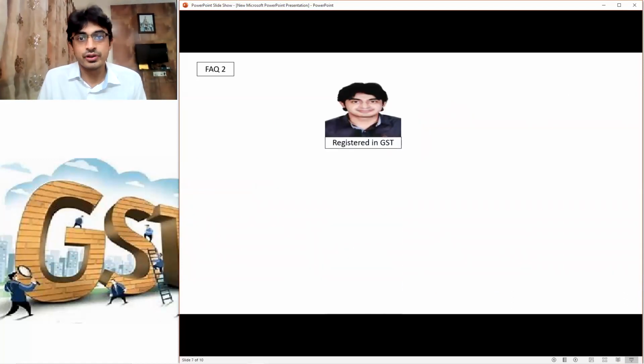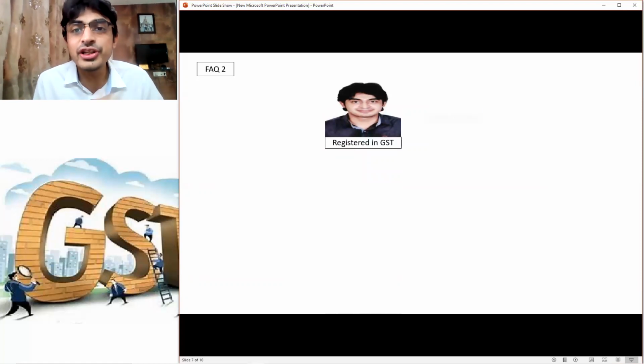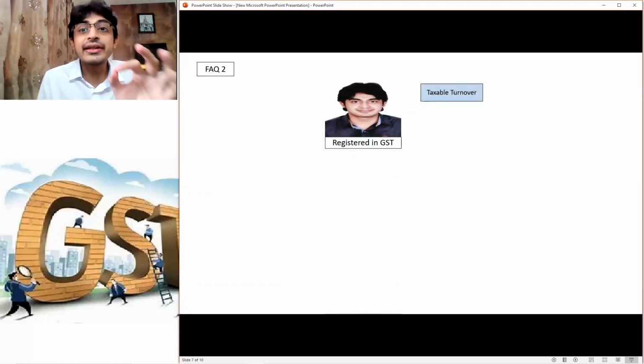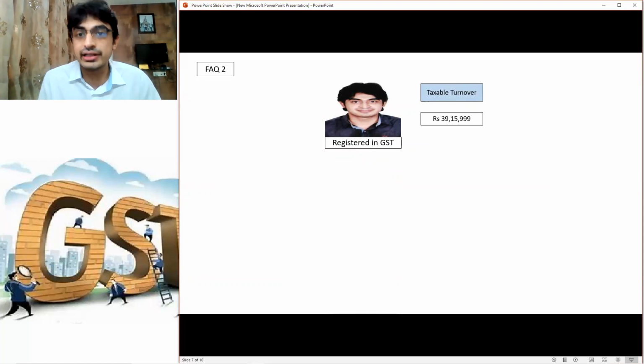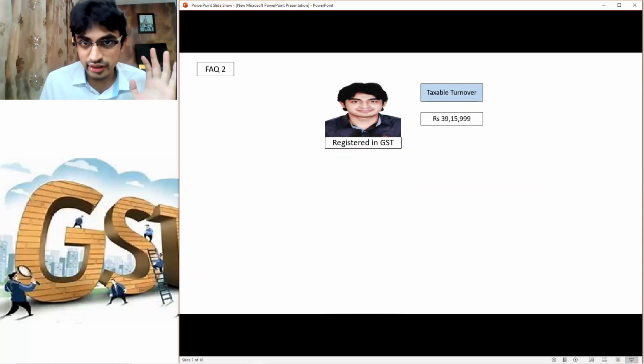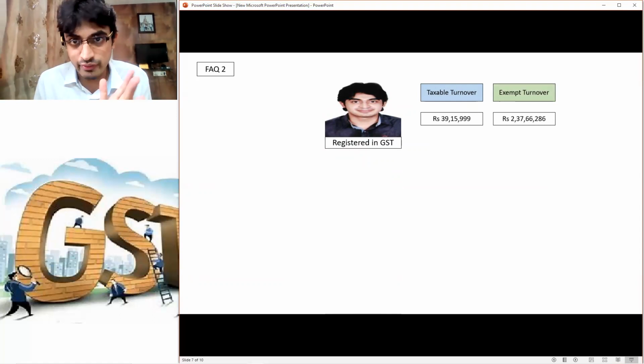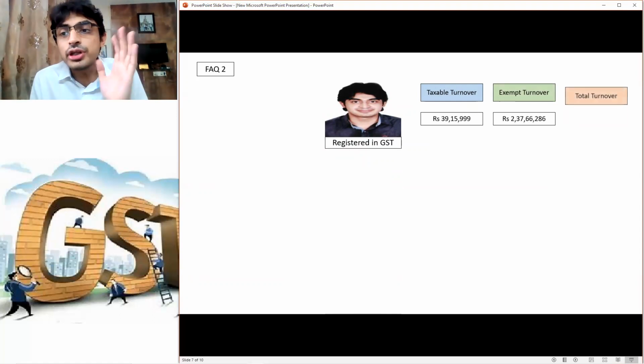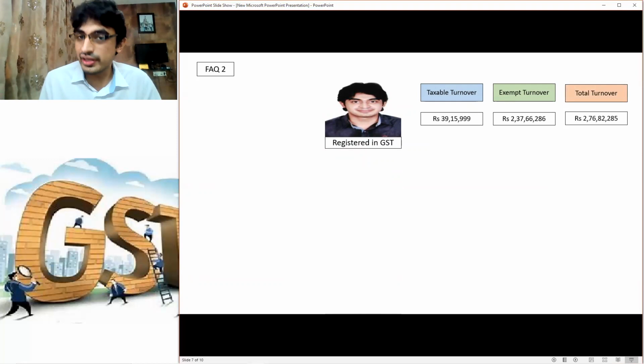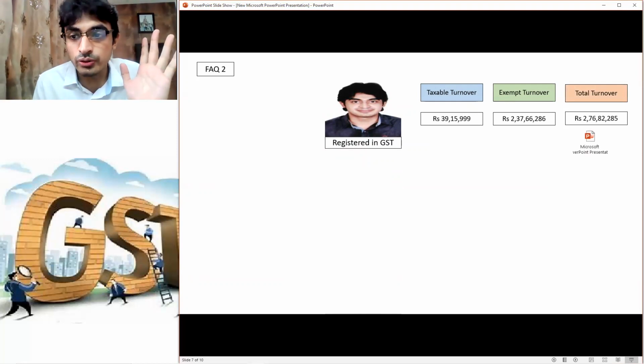Second FAQ, which people are having. Suppose I am registered in GST. My taxable turnover is say 39 lakh 15,999, and my exempt turnover is say 2 crore 37. So if you add, my total turnover is how much? 2 crore 76. This is my total turnover.